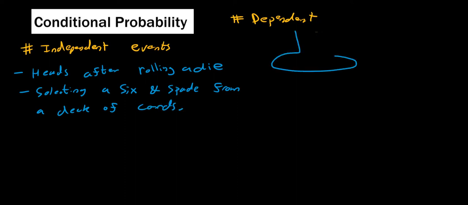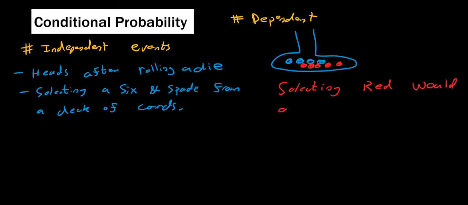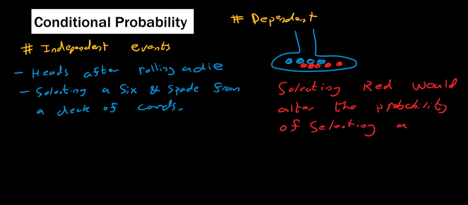Okay, so dependent, let's pretend we've got some balls in a bag. So selecting red would alter the probability of selecting a red or a blue.